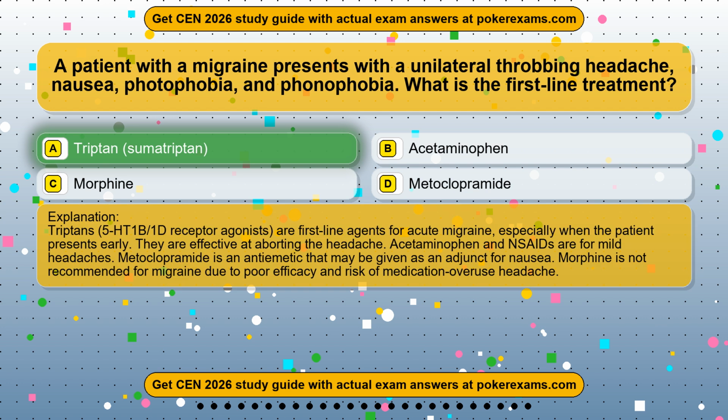Triptans, 5-HT1B/1D receptor agonists, are first-line agents for acute migraine, especially when the patient presents early. They are effective at aborting the headache. Acetaminophen and NSAIDs are for mild headaches. Metoclopramide is an antiemetic that may be given as an adjunct for nausea. Morphine is not recommended for migraine due to poor efficacy and risk of medication overuse headache.